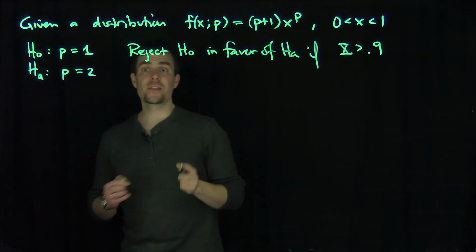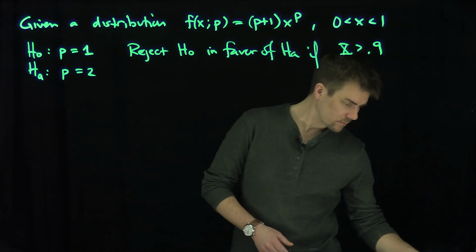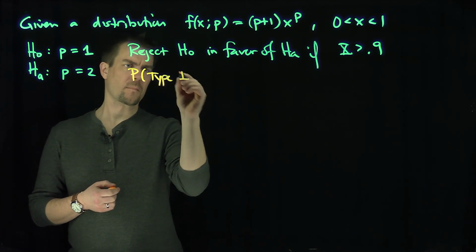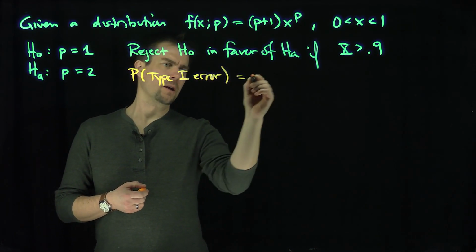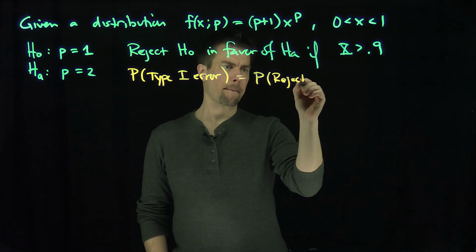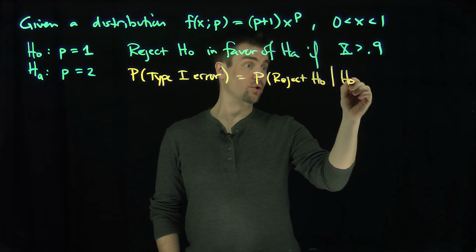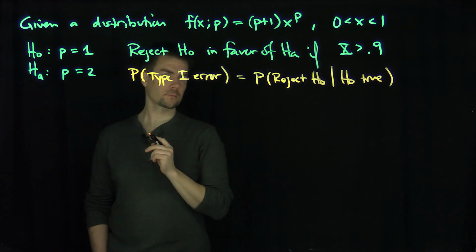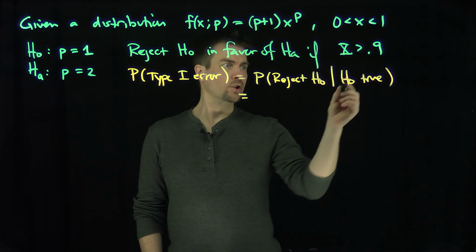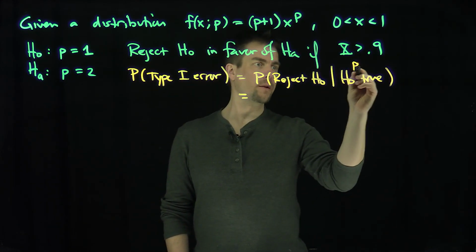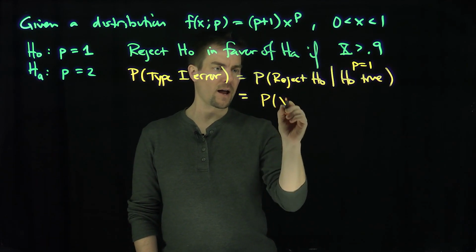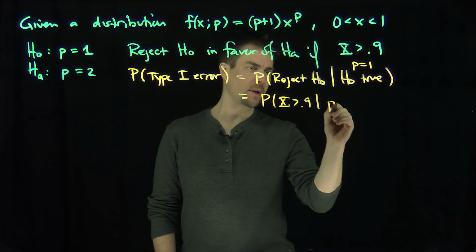Okay? So let's find the probability of a type 1 error. A type 1 error is the probability of rejecting the null hypothesis, reject H0, given that H0 is true. And so when do I reject H0? I reject H0 in that range, right? So when H0 is true, that means that p is equal to 1. And I reject if the sample is bigger than 0.9. So that's the probability that x is bigger than 0.9, given that p is equal to 1.